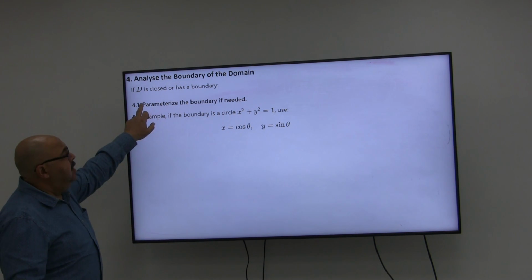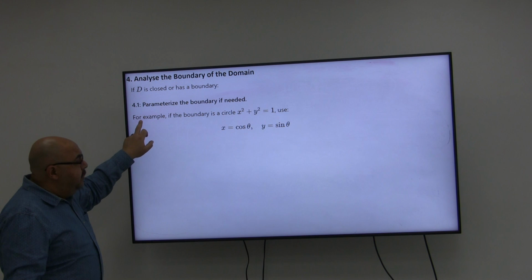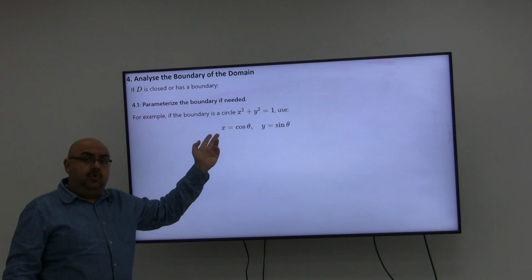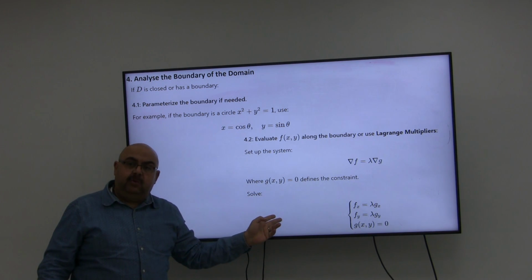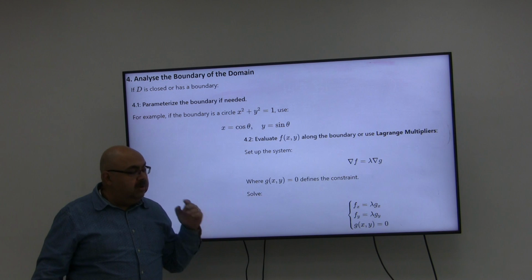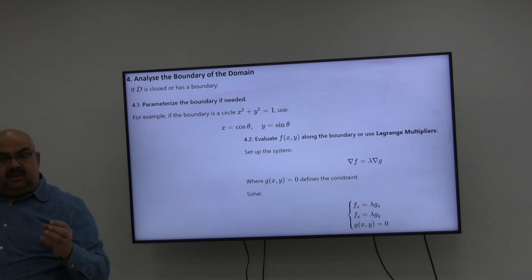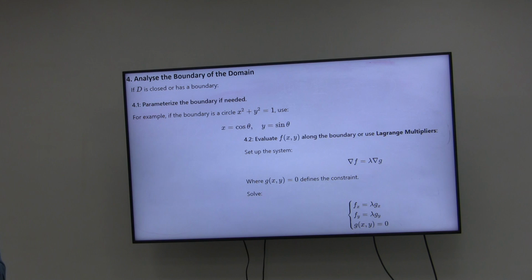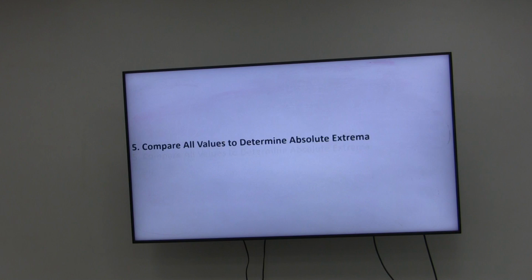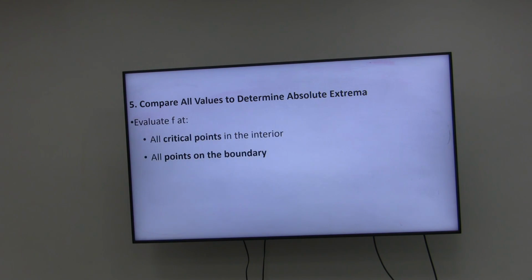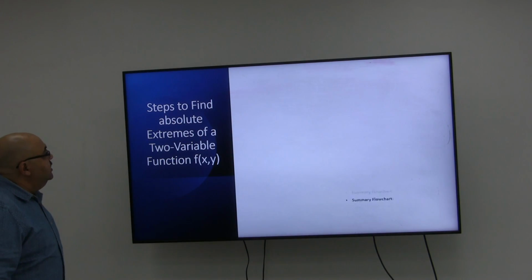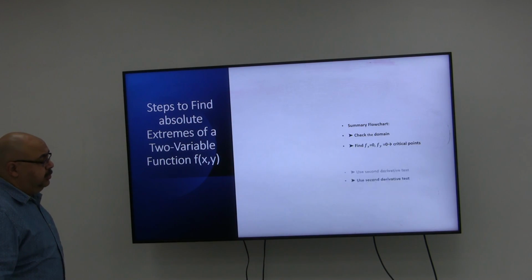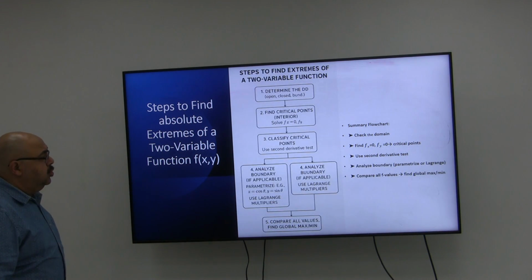If you need to parameterize your domain to make it easier to solve, you can use parameterization or use Lagrange to evaluate on a certain curve, which means I will get the gradient vector of the function and the gradient vector of the constraint, equate them together and solve the system of equations as we did in the previous problems. Then compare all values to determine the absolute extrema. That's the continuation of what we did. These are the steps of absolute extrema, put to you as steps and also as a flow chart.